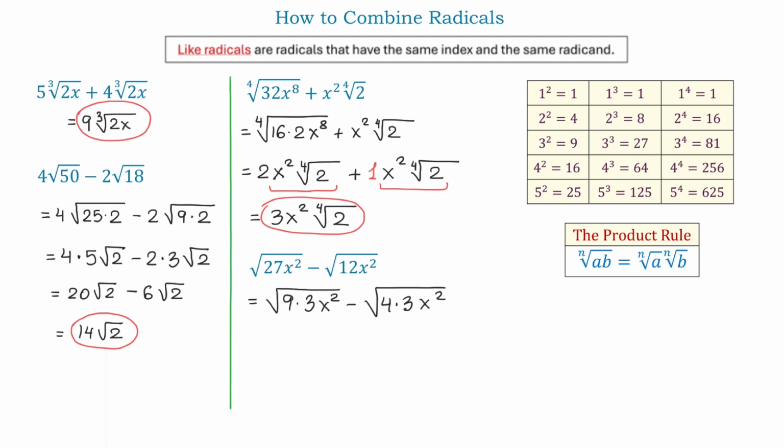Then using the product rule, the square root of 9 is 3, the square root of x squared is x, and we will keep 3 inside, minus the square root of 4 is 2, the square root of x squared is x, and we will keep 3 inside. Then 3x square root of 3 minus 2x square root of 3 is just 1x square root of 3. So again, we just subtracted the coefficients. 3 minus 2 is 1, and we kept this part as it is.